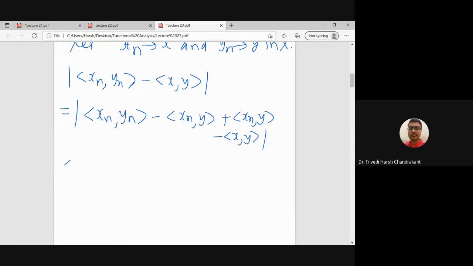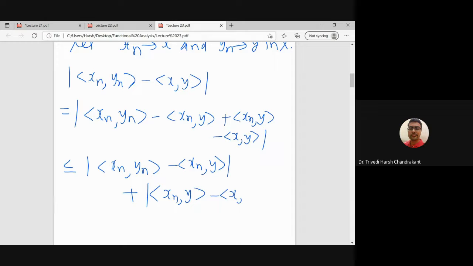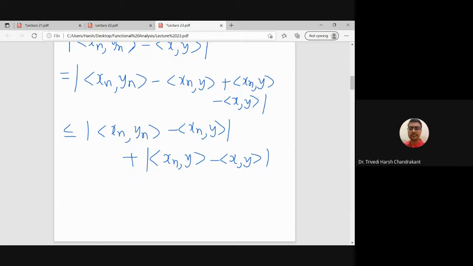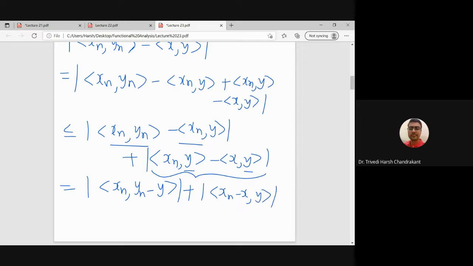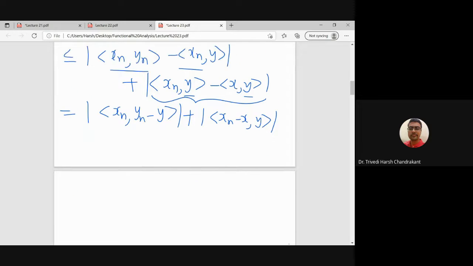And now we will use the triangle inequality. So that will give modulus of the first two terms plus modulus of the second two terms. Why are we combining the first two and second two? Because we will use the property of inner product that if you have these two terms, then the second element is the same. So it can be written in this form, right? The second element of the inner product is the same. So that is basically inner product of xn minus x with y. So we are using that the inner product preserves addition in the first and second variable.